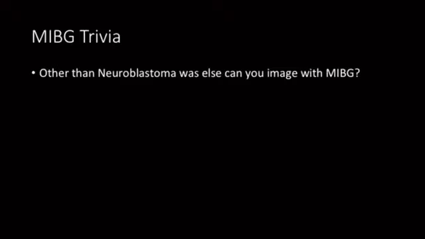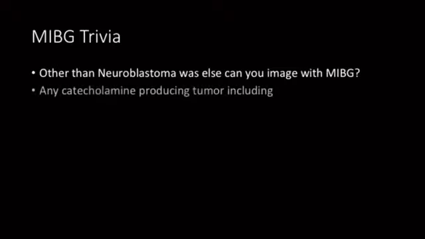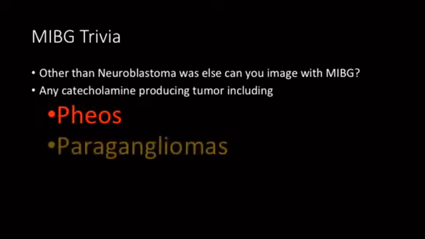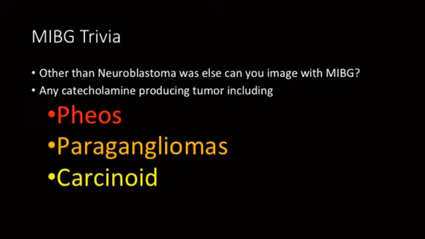So other than neuroblastoma, are there any other tumors you can image with MIBG? So basically any catecholamine-producing tumor, so pheochromocytomas, paragangliomas, carcinoid tumors. All right, so that's it for part 1, and we shall continue with part 2.